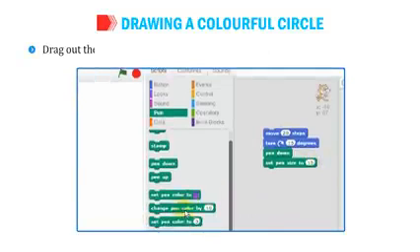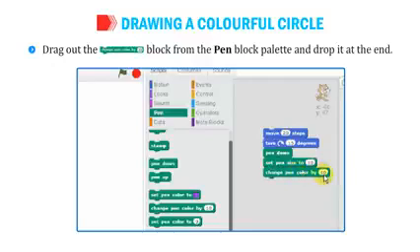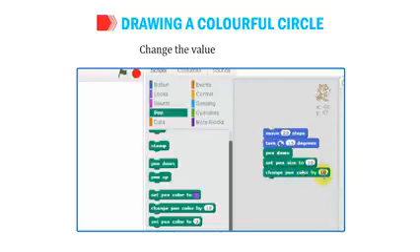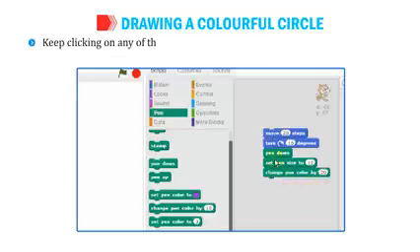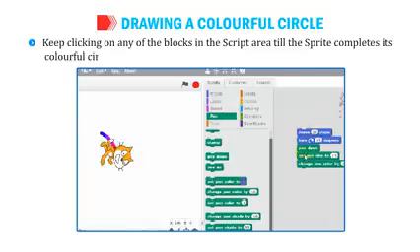Drag out the Change Pen Color by 10 block from the Pen block palette and drop it at the end. Change the value from 10 to 20. Keep clicking on any of the blocks in the script area till the sprite completes its colorful circle.